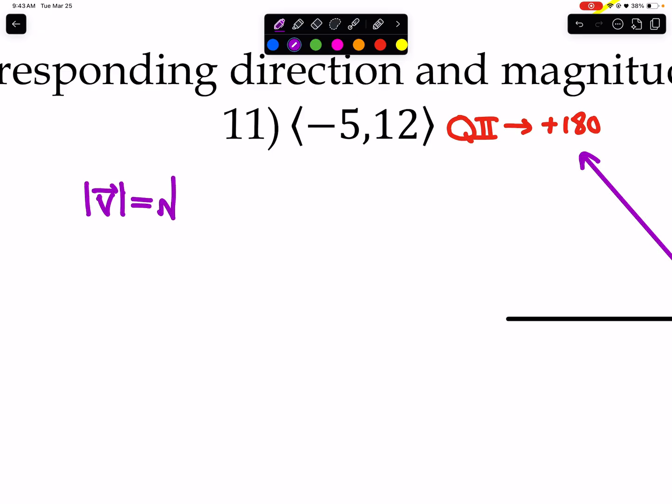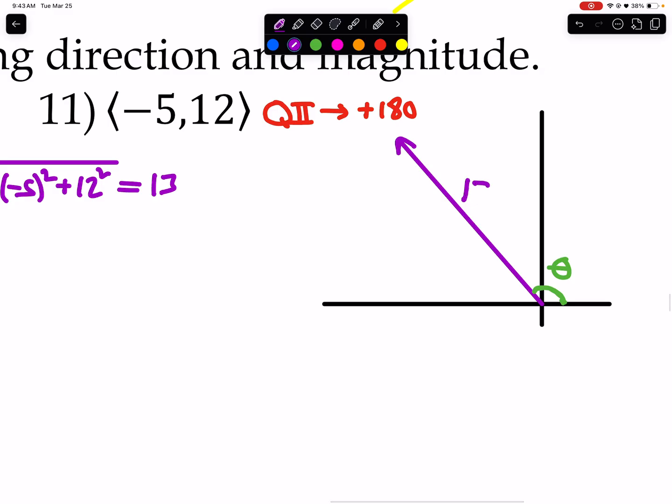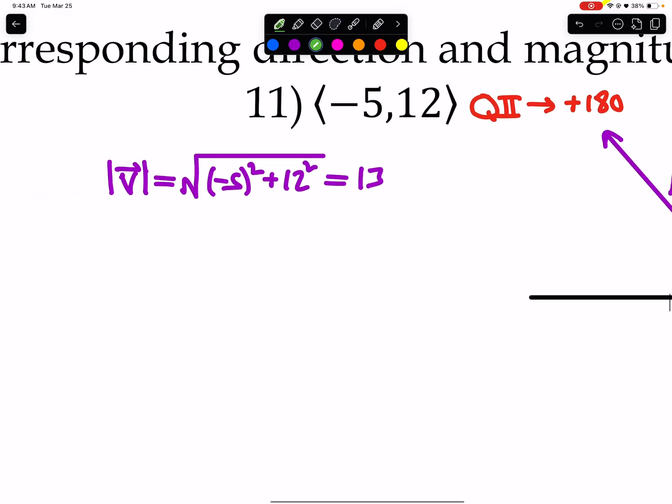So it's going to be the square root of negative 5 squared plus 12 squared. So once again, if you know your Pythagorean triples, that would give you 13. They're not always going to be Pythagorean triples. And now we need to find our angle.